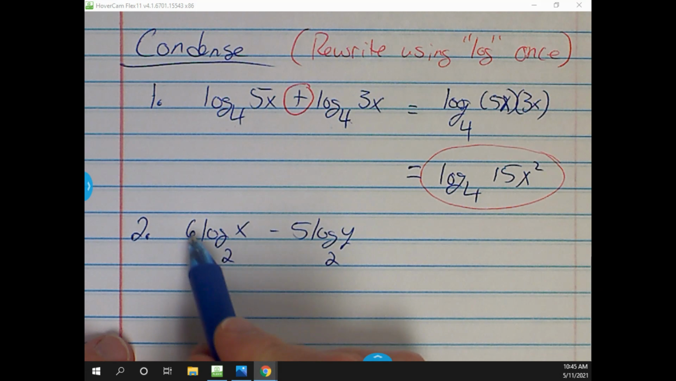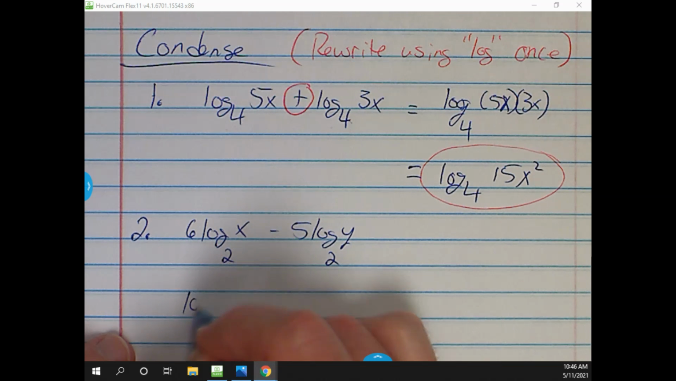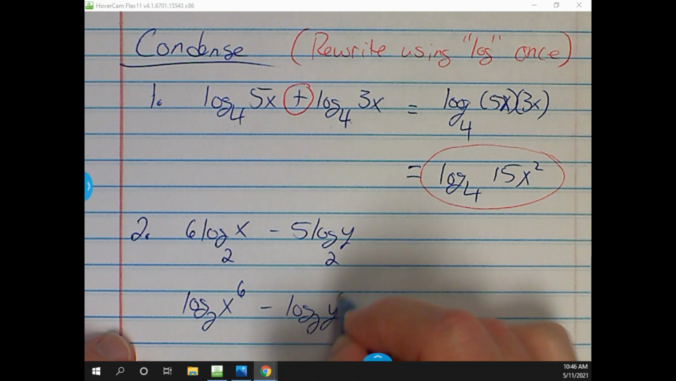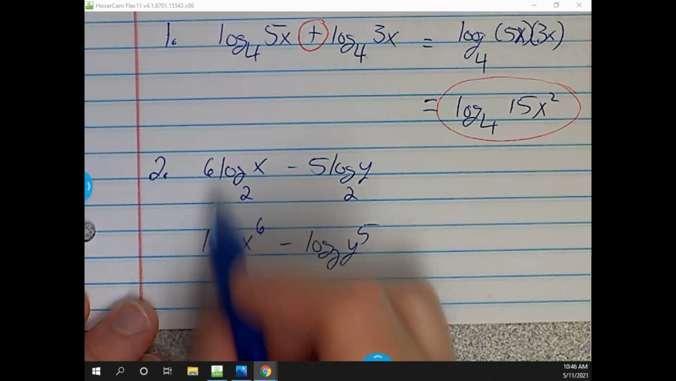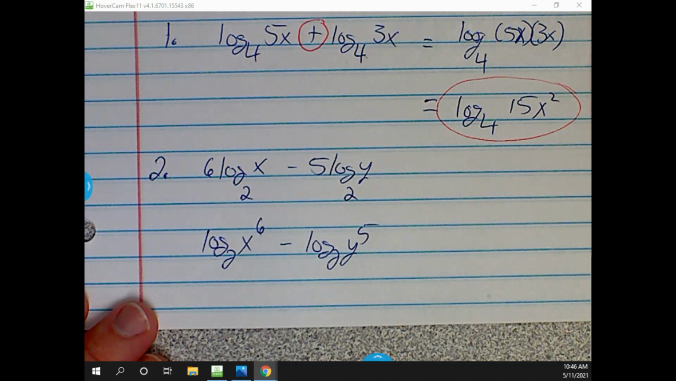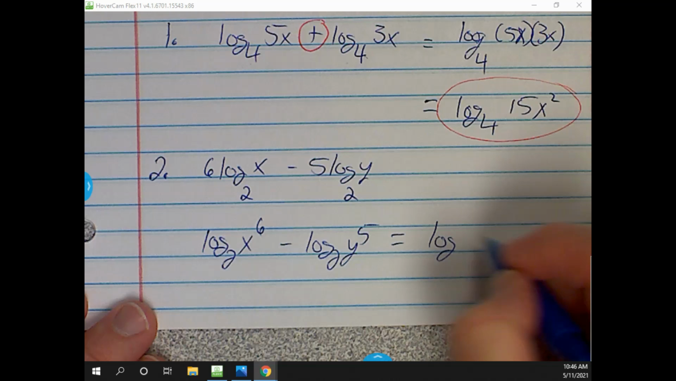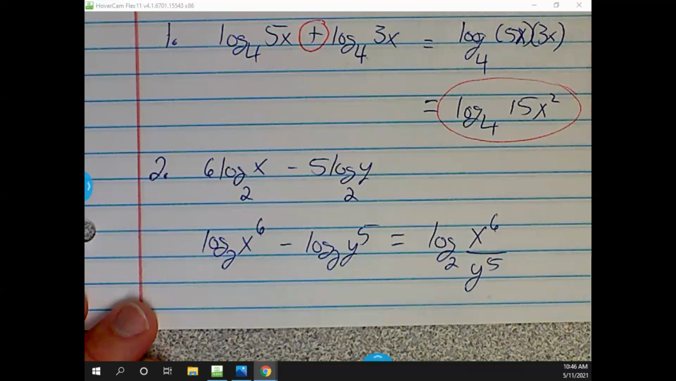So really, this 6 times this one, if we rewrite it, that would move the 6 up here. So that's going to make that log of x to the 6th power minus log of y to the 5th power. Because those are kind of your exponents where you're taking this number and moving it up to make an exponent. And the subtraction sign in the middle means that's a division problem. So that's the log of x to the 6th divided by y to the 5th, and it's base 2.